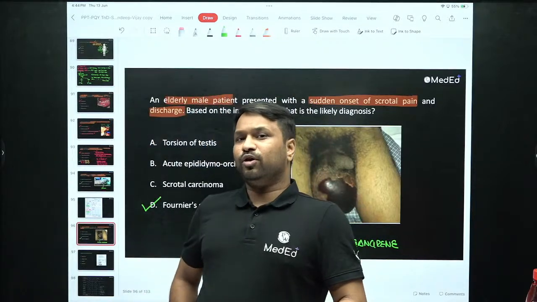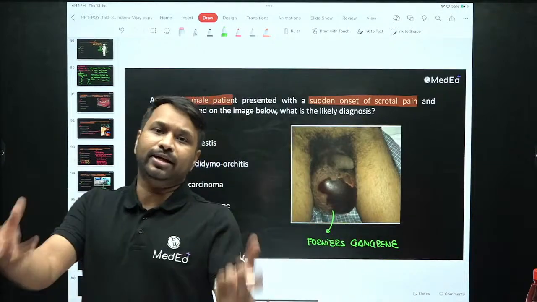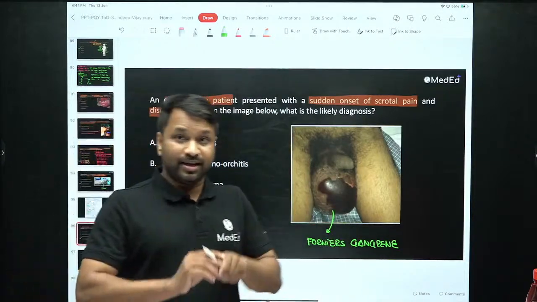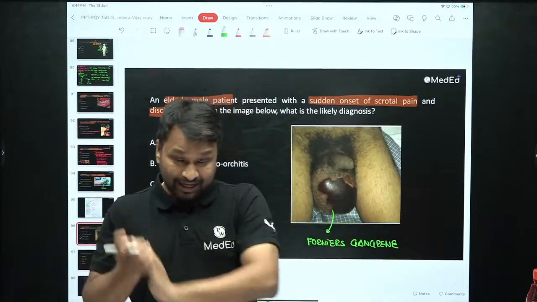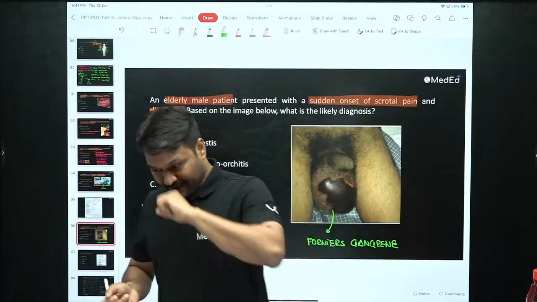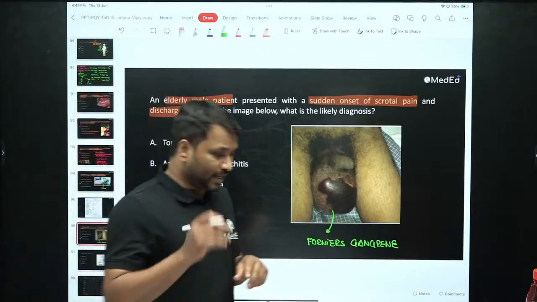Now, what is a common name for Fournier's gangrene? Another common name for Fournier's gangrene is shameless testes. Why? Because the entire scrotum will be debrided and the testes will be hanging out. But the good thing is it regrows. The scrotal component regrows and engulfs the testes back in. Testes are spared. Urethra is spared in Fournier's gangrene. That is to be remembered.